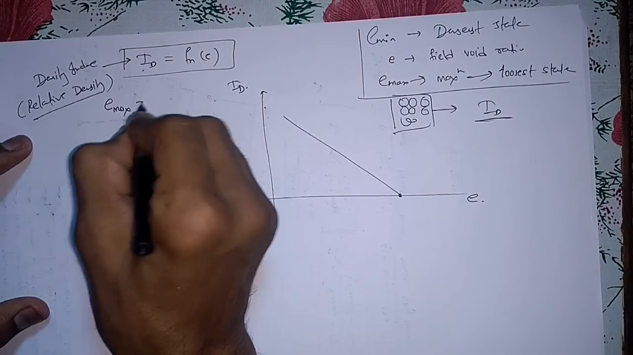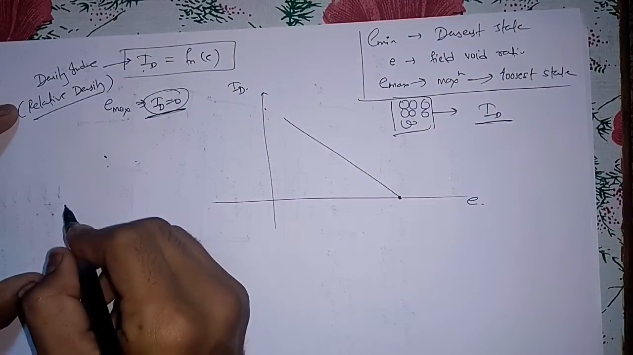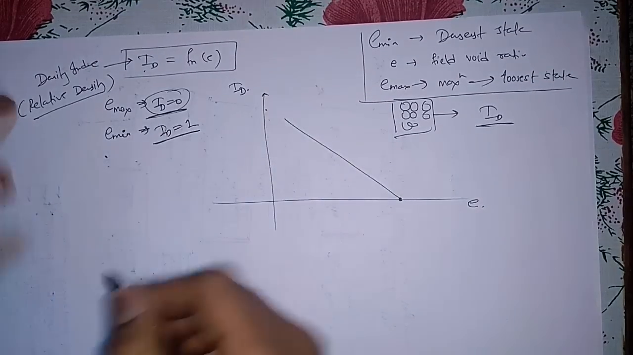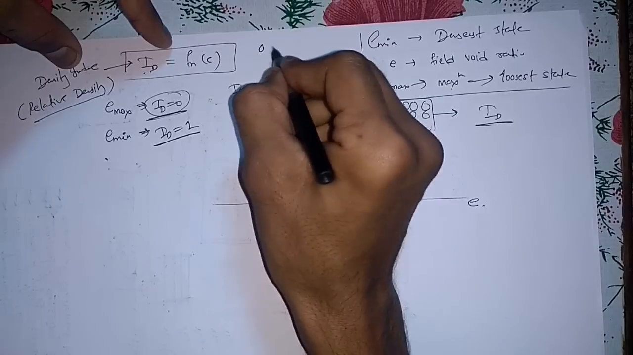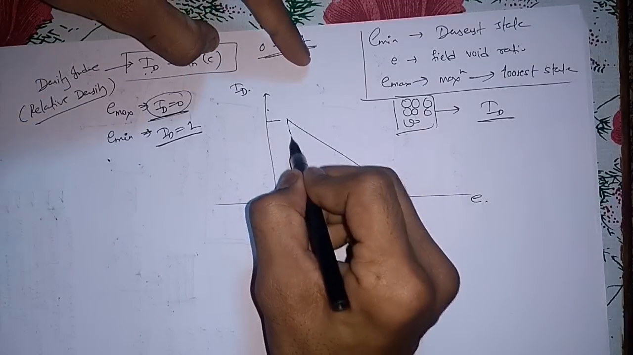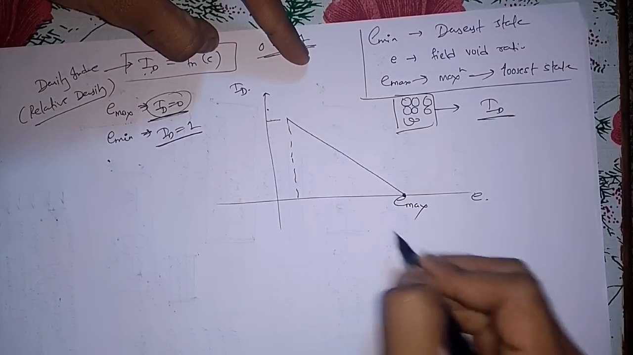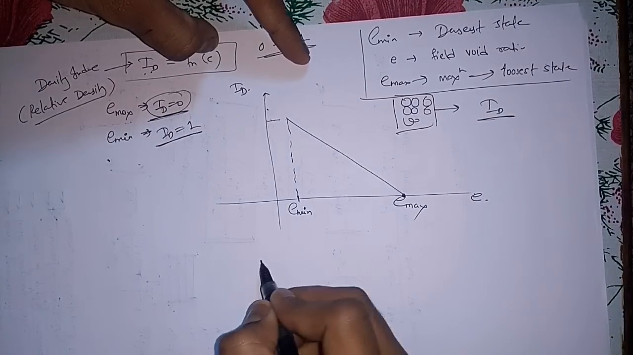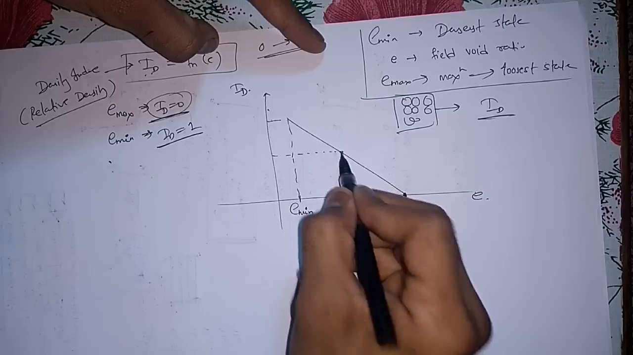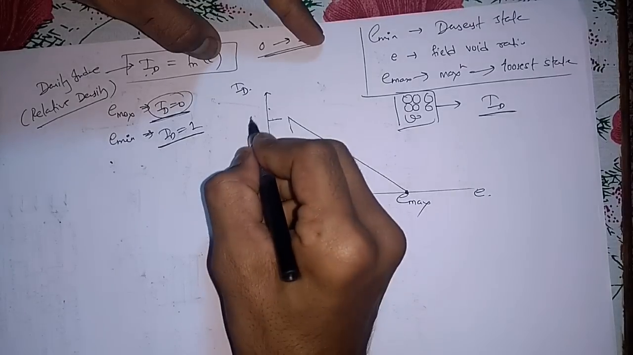You can see that whenever the void ratio is maximum, density index is 0. I mean the density is very less, so density index will be 0. When void ratio is minimum, density index is maximum. So density index varies between 0 and 1 only. This is the maximum void ratio, this is e max, and this is the minimum void ratio, this is e min. For any void ratio e, you can find the amount of densification of soil. This is ID. Now the maximum value of ID is 1.